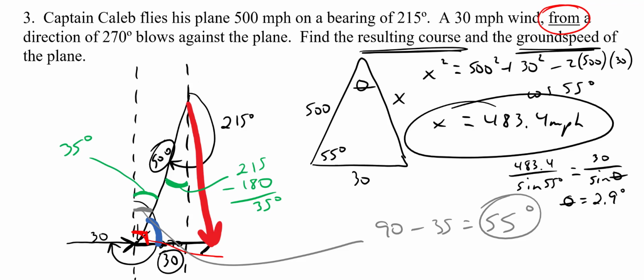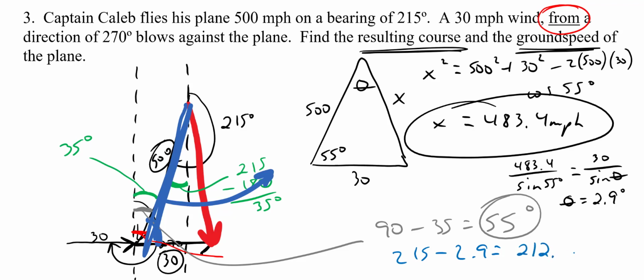Isn't this, here, I'm going to use solid, I'm going to use blue here. Do you guys agree this is the original course of the plane? And if I'm going this way, isn't it 215? I'm going less. 215, 214, 213, 212, 211. I'm going less. So actually, it is going to be 215 minus 2.9 degrees. So that's going to give me 212.1 degrees. And that is my new bearing. Okay? So those are the two answers. Okay? That's how you do that problem.